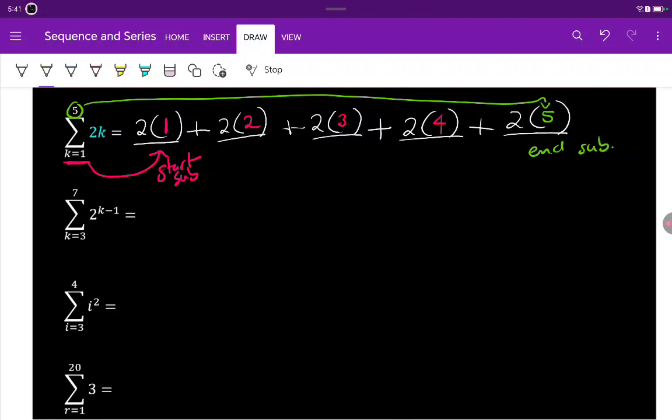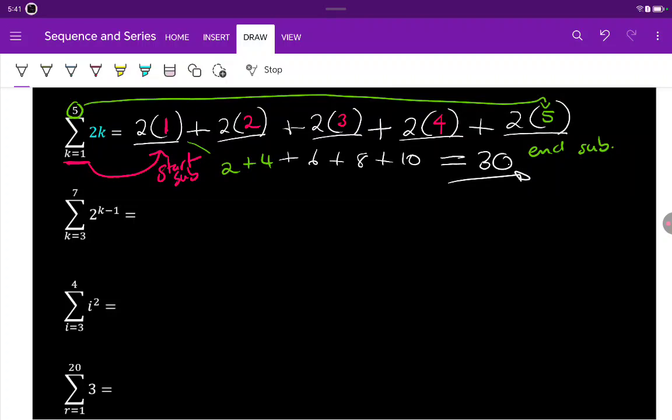So if you pop this into your calculator, or if you calculate it, you can figure it out, and you can say, okay, this gives me 2 plus 4, plus 6 plus 8 plus 10, and the total of this is going to be 30. So in other words, sigma of 2k where k starts at 1 and ends at 5 is equal to 30. Let's do a second one.